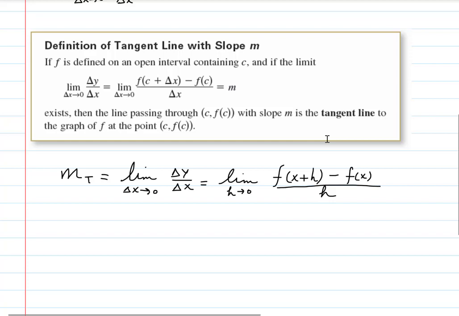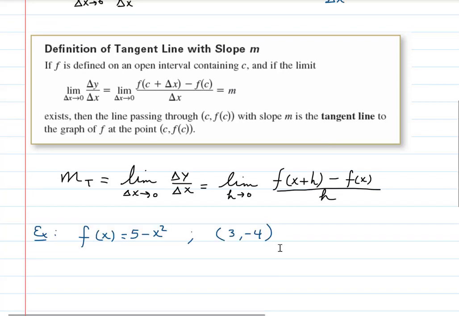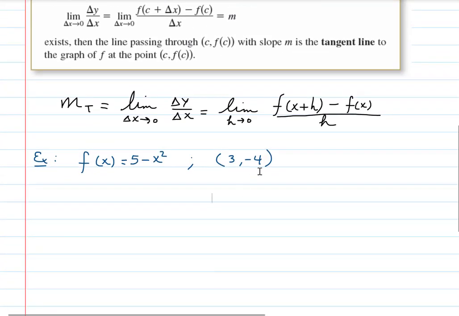Okay, so this limit of this difference quotient is going to allow us to find the slope of a tangent line at a given point, or a line tangent to a function or to a curve at a given point. So here's an example. Find the slope of the tangent line at the point (3, -4) of this function. So find the slope of the tangent line to this function at this point.